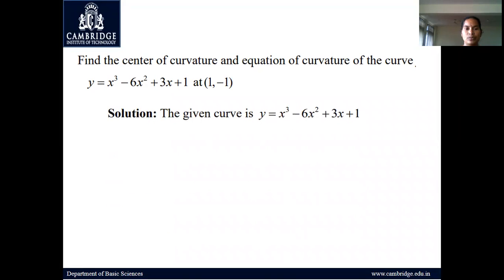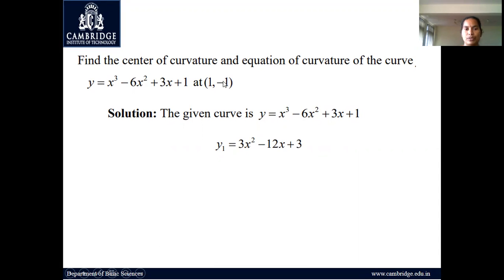So here we have the solution. The given curve is written once again. What is the first step? The first step is to differentiate the given equation. Differentiating y with respect to x, the notation we are using is y1. y1 is equal to 3x square minus 12x plus 3, since x cube becomes 3x square and minus 6 into 2 gives 12x.